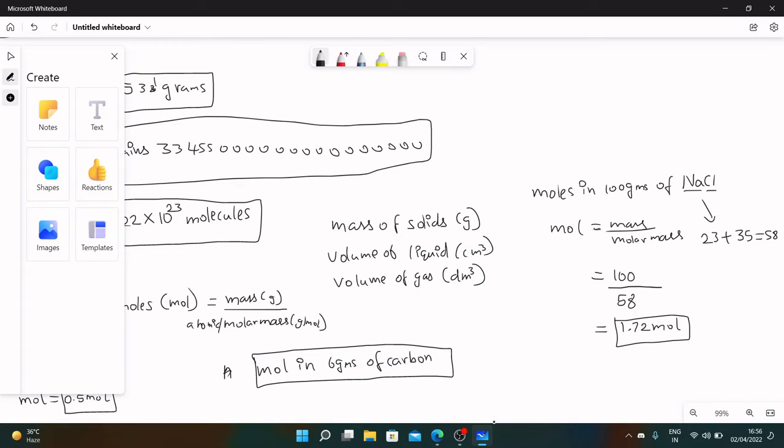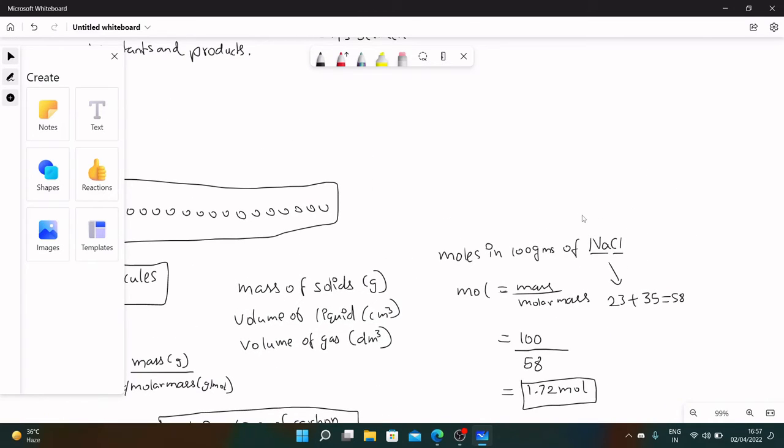Let's take a look at a different question where we've been given molar mass and mole, and they want us to find mass, or they've given us mass and moles, and they want us to find molar mass. All we have to do in such cases is change the subject of the formula. Let's look at an example for that. What will be the mass of 3 moles of Fe2O3?